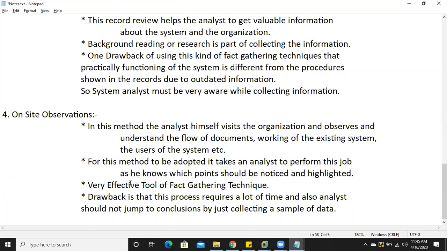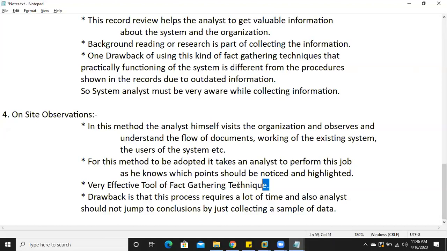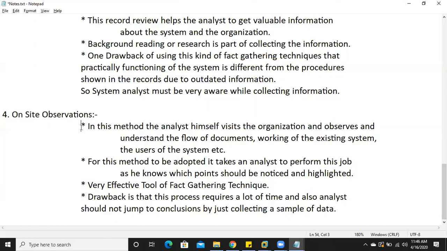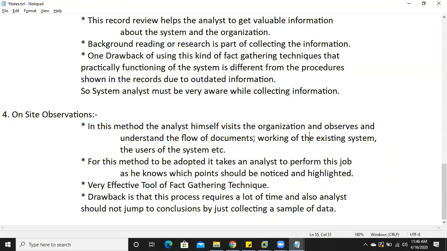All right. So next, this is a very effective tool of fact gathering technique, because there is not any misunderstanding or misconception in the system analyst, because he himself moves towards the organization and investigates the existing system himself. So let's move towards the drawback.